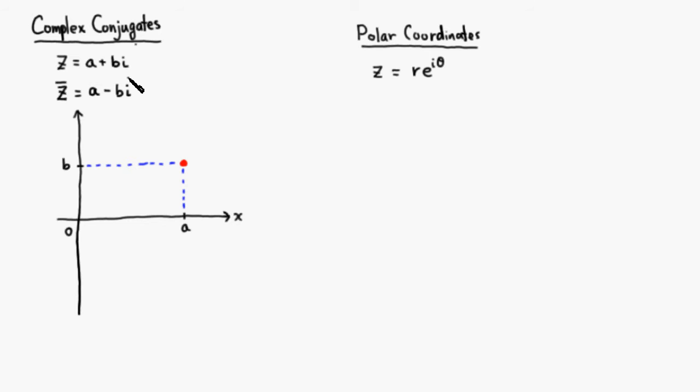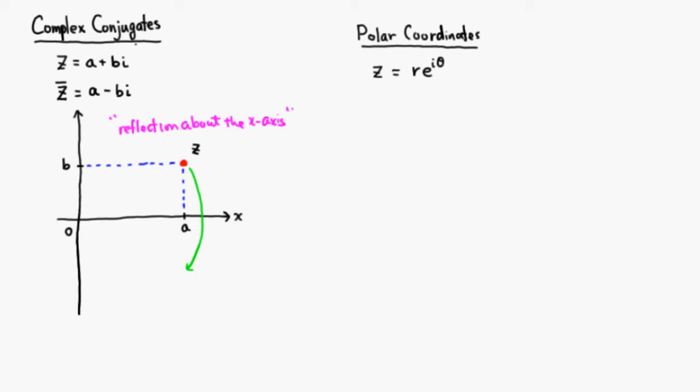Then geometrically, what happens is, let's say you have a z right here in the complex plane. z bar is going to be simply the reflection about the x-axis. Maybe I should write that down. So this is the reflection about the x-axis. So this guy is going to get reflected over to the other side of the x-axis.